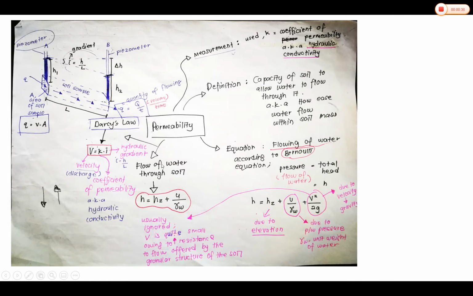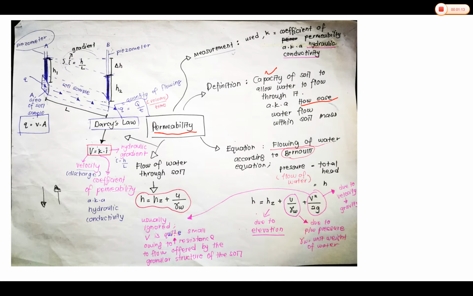Okay, this is the summary for the whole chapter. So basically, when we are talking about the flow of water through soil, it actually refers to the term permeability. So what is permeability actually? By definition, it is the capacity of soil to allow water to flow through it. Or we can say that it measures how water flows within the soil mass, whether it's easier or not really easy.